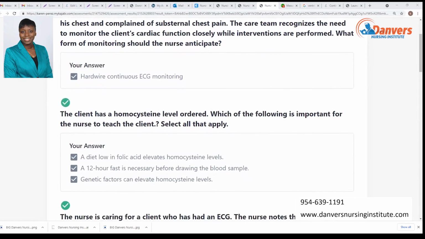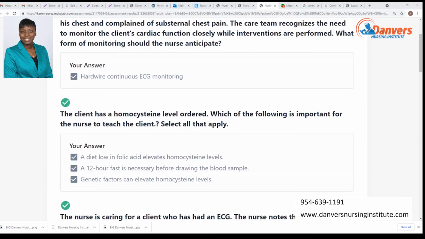So for number two, this is a client who has homocysteine levels ordered. Which of the following is important for the nurse to teach the client? So one of the first things you want to know is, what is homocysteine? This is an amino acid. So vitamin B12, B6, and folate break it down to create other chemicals that the body needs.